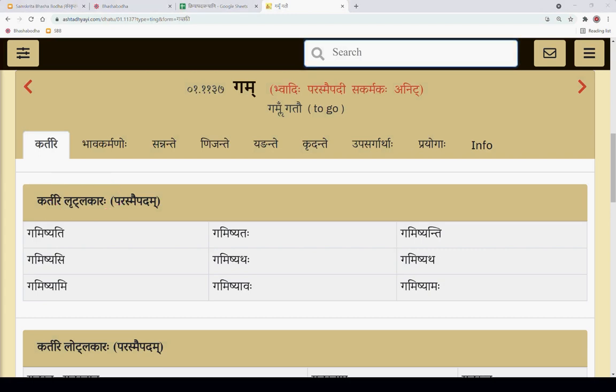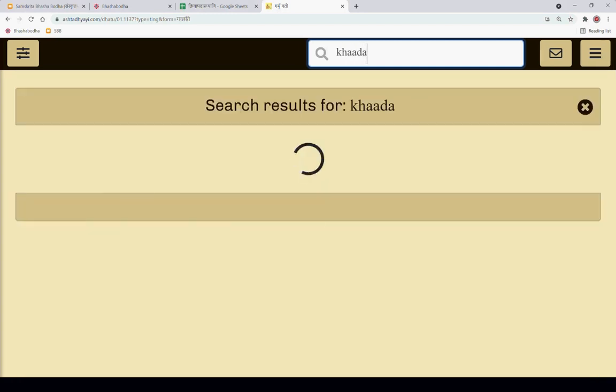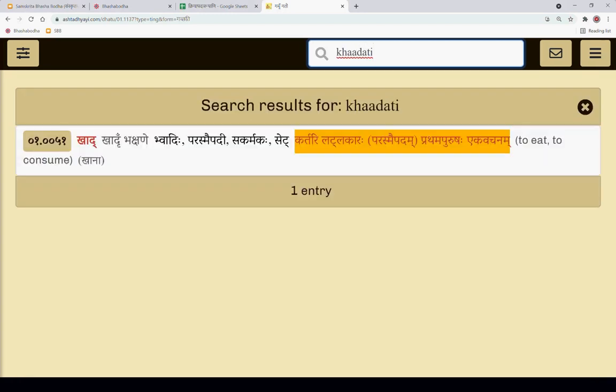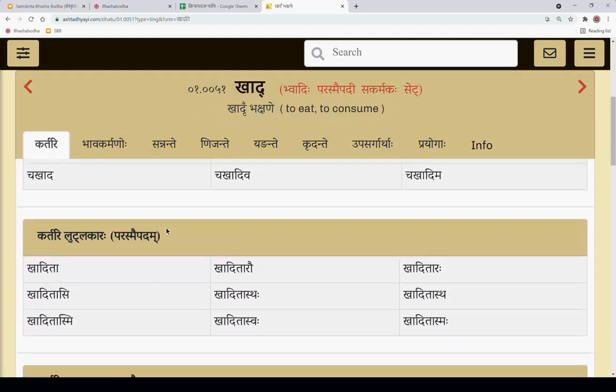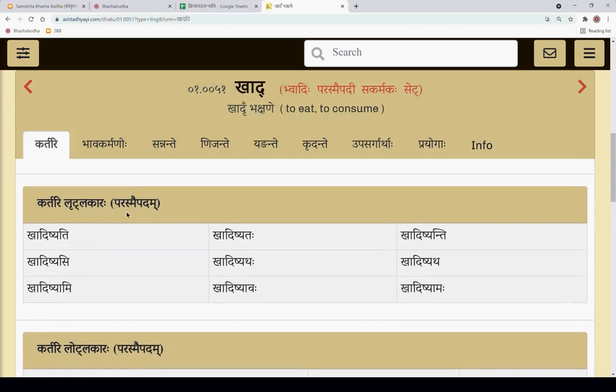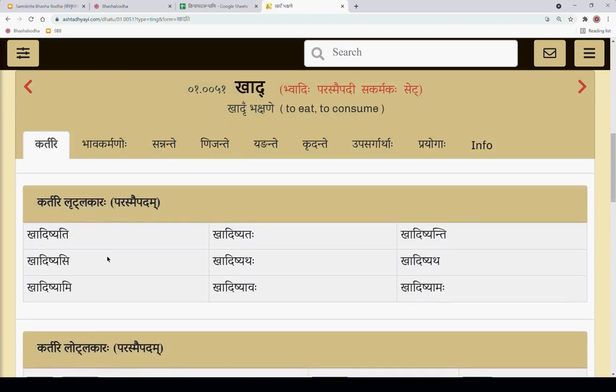You can easily find forms here. For example, if you want to search Khadati, so what is the form of Khadati? You don't have to remember the dhatu. If you know the Vartamana Kala Rupam, you can type Khadati. Again, you scroll down and there is Lritlakara, which is Khadishyati, Khadishyataha, Khadishyanti.